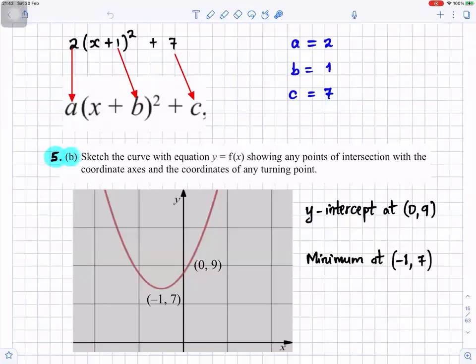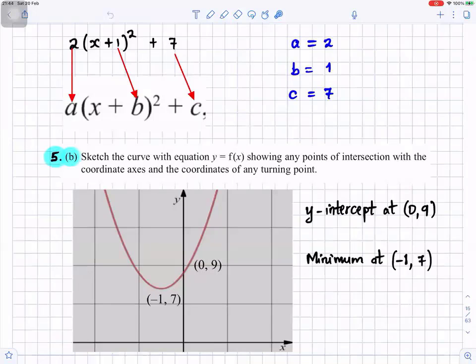Question 5b says we should sketch the curve with equation y equals f of x, showing points of intersection with the coordinate axes and any turning point. The turning point is at the bottom there, which is minus 1, 7. So it comes from there. You change that plus 1 to minus 1, and then the 7 is for the y. That's your x is minus 1, and this one is your 7. That's the turning point. So that's one of the reasons why we change it to this form.